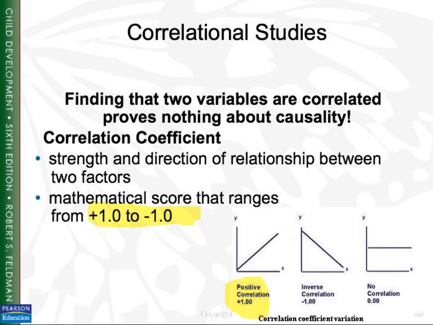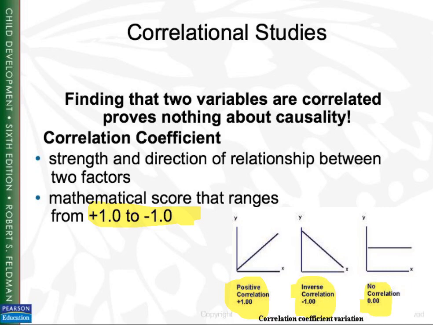A negative correlation might be the more you send text messages. I think this is the example in the book. The more text messages you send and the more online communication you have, the lower your grades will be, because the assumption is that's probably less time studying. If one variable goes up and the other goes down, that's an inverse correlation. That's a negative correlation.